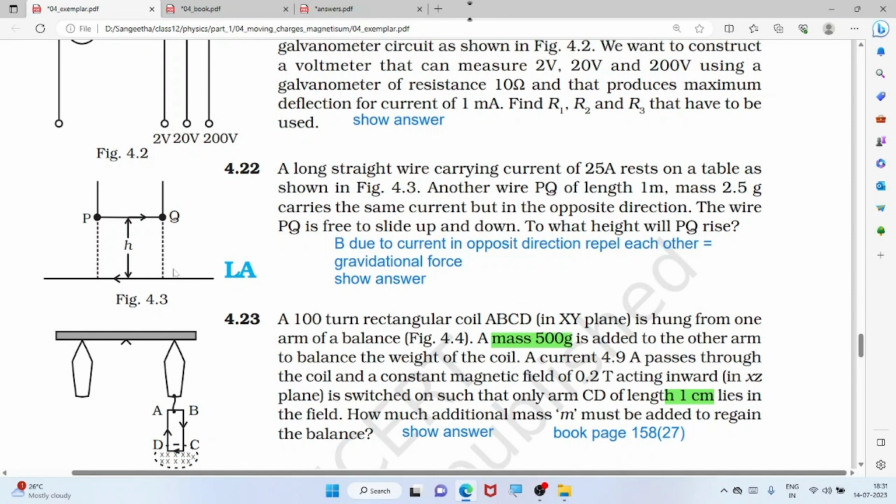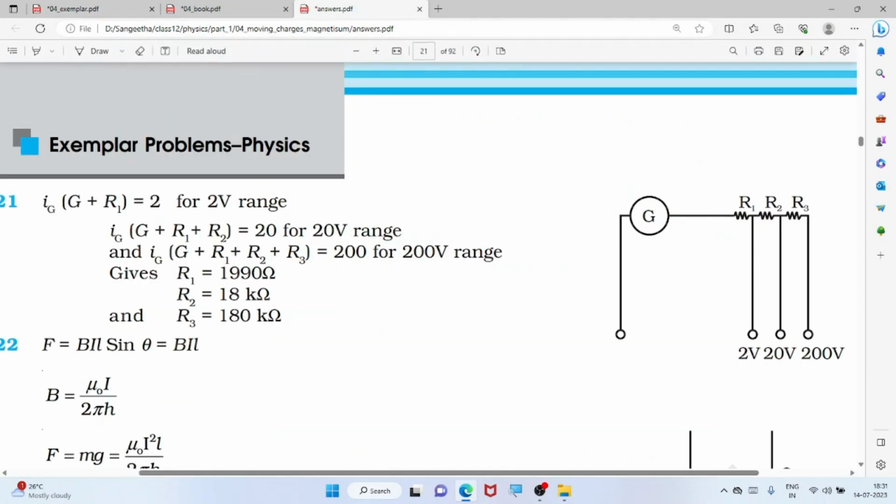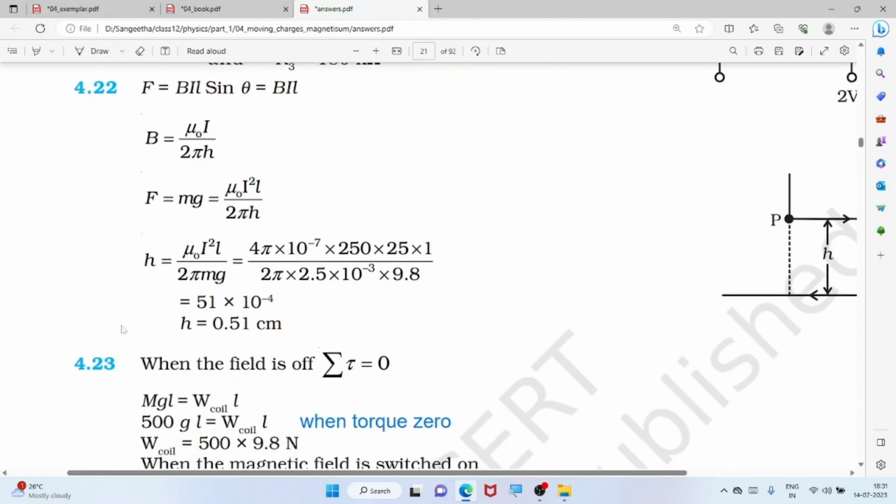So when currents are going in the opposite direction, the magnetic fields will repel each other. That repelling force you have to equate to the gravitational force, because gravity is pulling down and the repelling force is moving it up. This is the force. That force you have to equate to mg, the gravitational force. Then after that you will find what the height is.